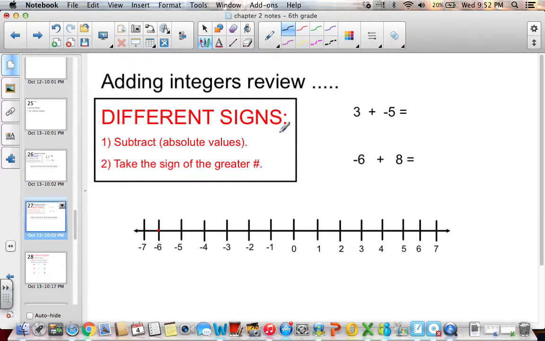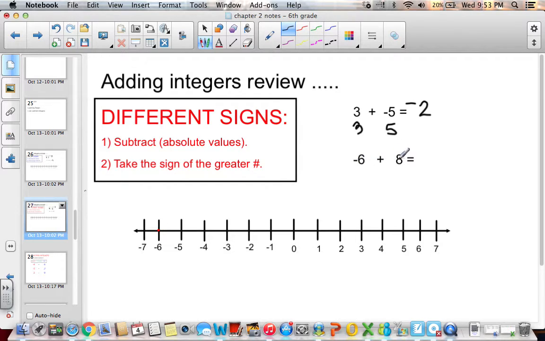Different signs, we're going to subtract: take the absolute values of both numbers, subtract, and then take the sign of the greater number. So the absolute value of 3 is 3, the absolute value of -5 is 5. We're going to subtract the greater minus the lesser number. So 5 minus 3 is 2. I know that 5 is greater than 3, so I take that sign, so it's -2. And it makes sense because we have more negatives than positives, so my answer has to be negative.